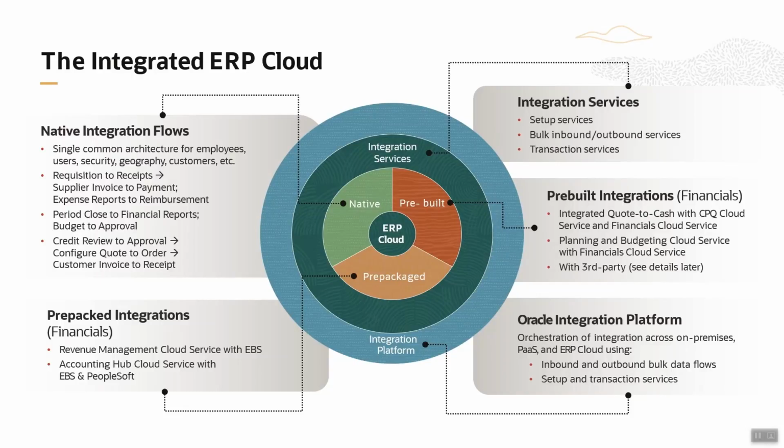This illustration summarizes the integration levels across Oracle Cloud ERP. Native integration flows are possible across Fusion products because of the single data model, for example, one definition of the employee. Pre-built and pre-packaged integration allows a seamless flow between other Oracle products, while Oracle Integration Cloud Service can be used to automate connections and data flows between both Oracle and non-Oracle systems.